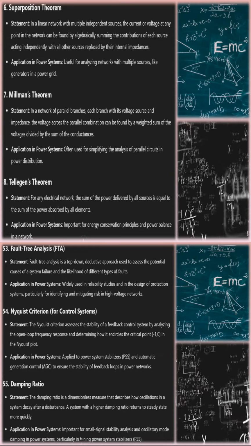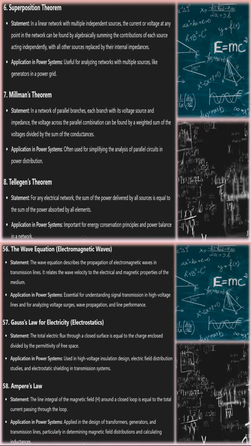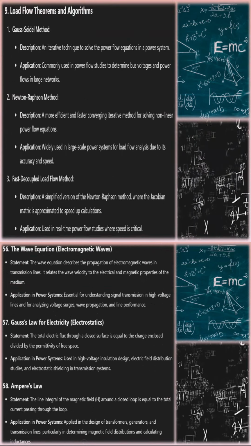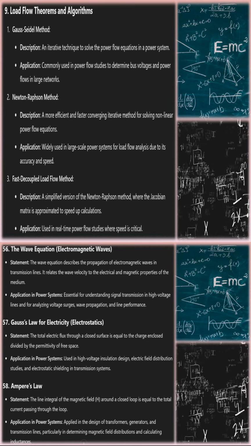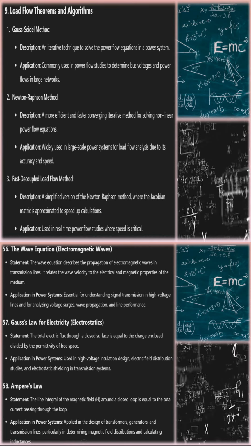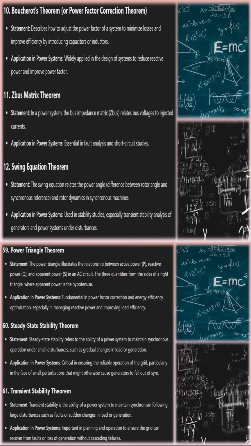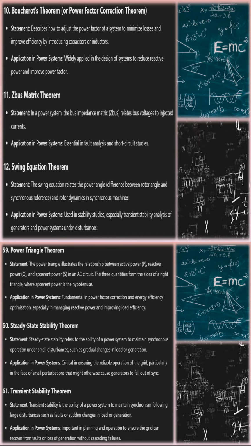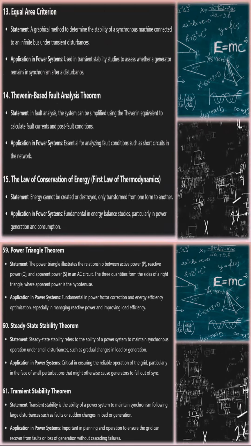Ohm's law: the current through a conductor between 2 points is directly proportional to the voltage across the 2 points and inversely proportional to the resistance. Kirchhoff's laws: current law, KCL: the sum of all currents entering a node or junction is equal to the sum of all currents leaving the node. Kirchhoff's voltage law, KVL: the sum of the electrical potential differences (voltage) around any closed network is zero.